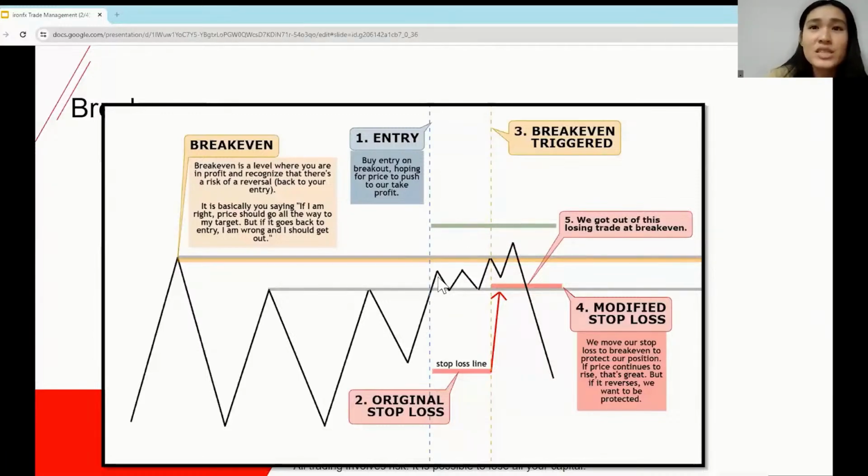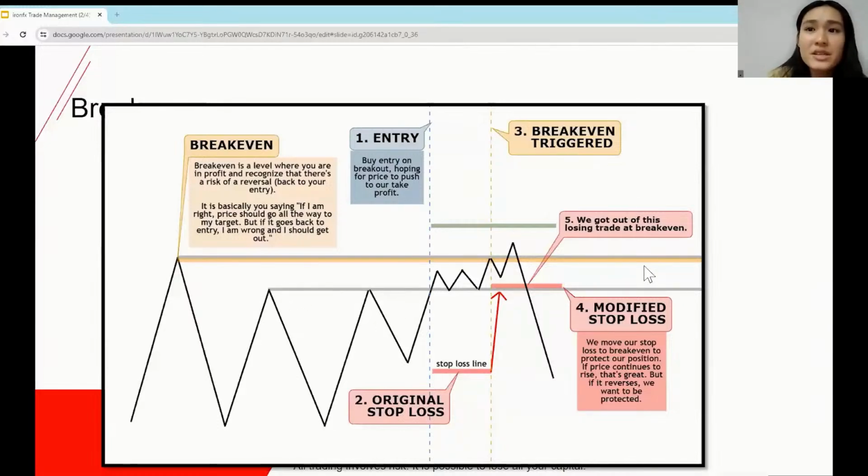Okay, so we see price testing this area here, and then our break even is triggered at this break even level, which is just at this swing high resistance level. Okay, and then it reverses, it's triggered at this level, and then it reverses down. And that's where we modify our stop loss and move it from this original stop loss, which is way below over here, and we move it to our original entry level.